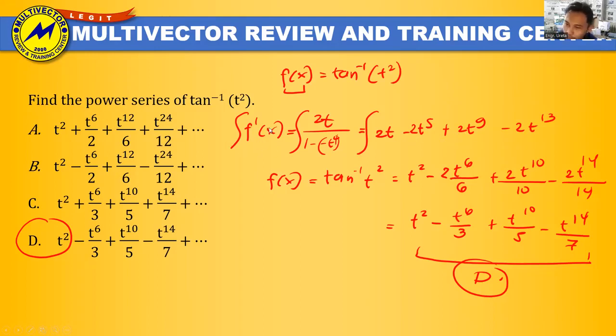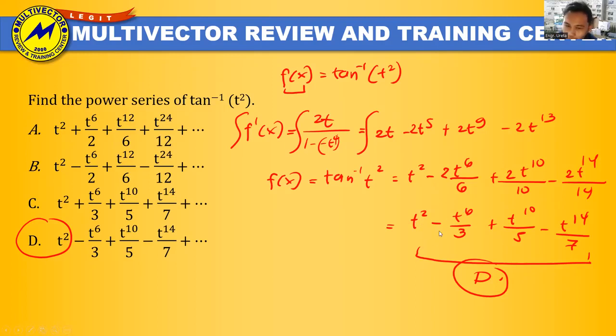So para mabalik natin sa original function, f of x, which is actually equal to the arctangent t square, i-integral lang natin yung equivalent niya. So the integral of 2t all over 1 minus negative t raised to 4 is just the individual integral ng ating infinite series. So 2t ang integral niyan, reverse power rule, t square, negative 2t raised to 5, so negative 2t raised to 6 all over 6. 2t raised to 9 is 2t raised to 10 all over 10, and so on and so forth.